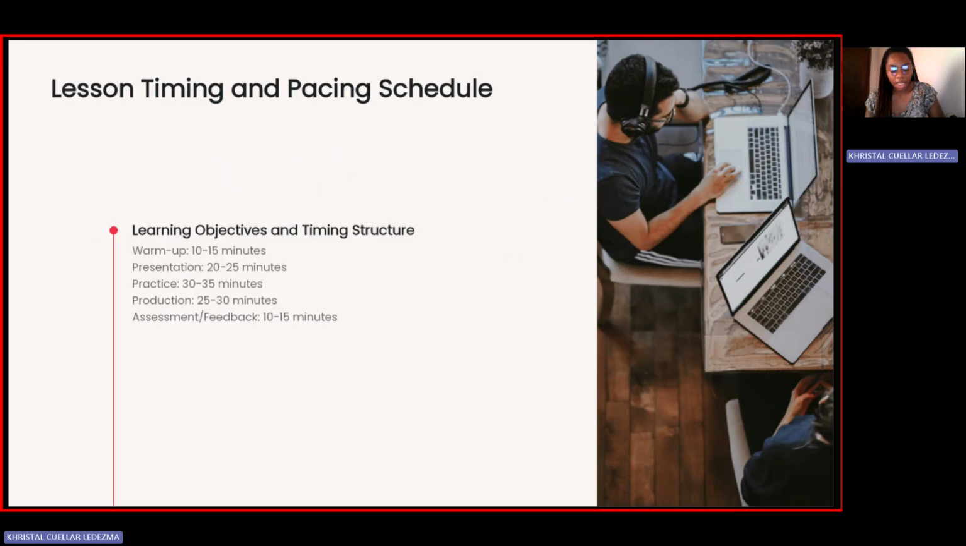The lesson timing and the pacing schedule for today is: the warm-up 10 to 15 minutes, the presentation 20 to 25 minutes, the practice will be 30 to 35 minutes, the production 25 to 30 minutes, and the assessment feedback 10 to 15 minutes.